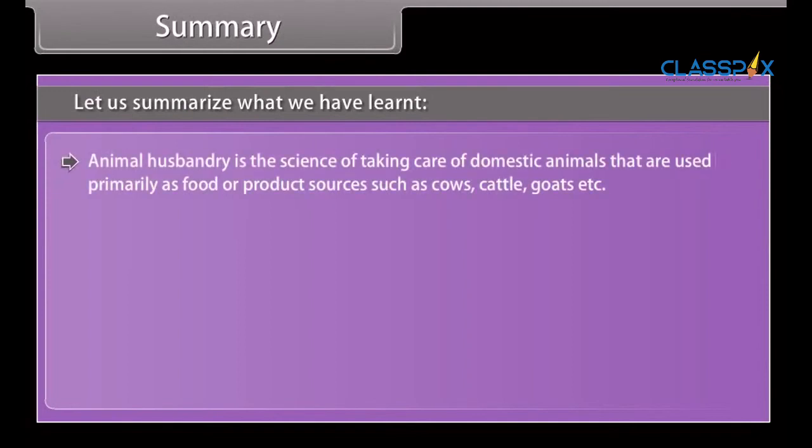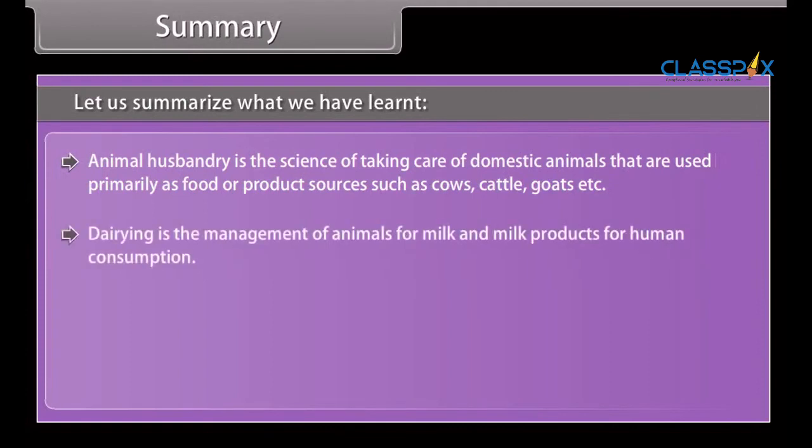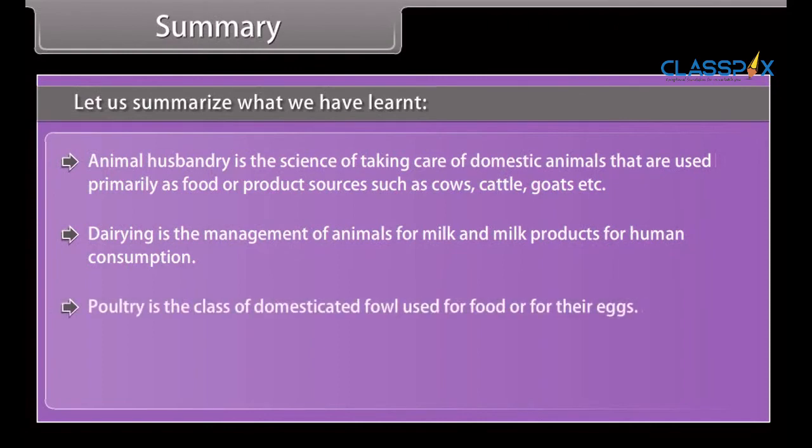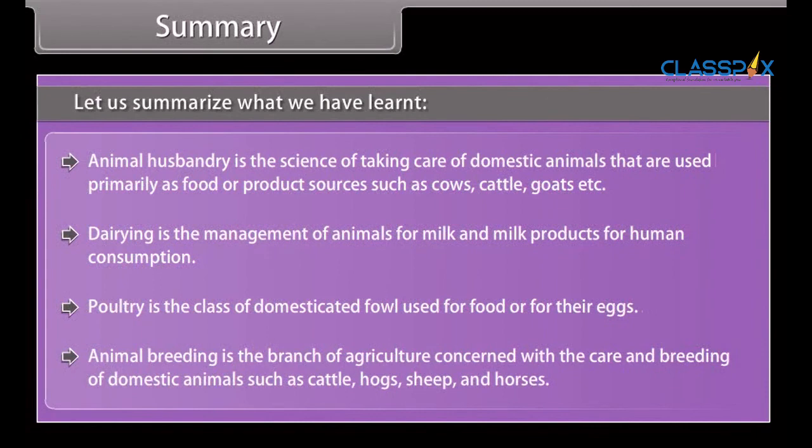Animal husbandry is the science of taking care of domestic animals that are used primarily as food or product sources such as cows, cattle, goats, etc. Dairying is the management of animals for milk and milk products for human consumption. Poultry is the class of domesticated fowl used for food or for their eggs. Animal breeding is the branch of agriculture concerned with the care and breeding of domestic animals such as cattle, hogs, sheep and horses.